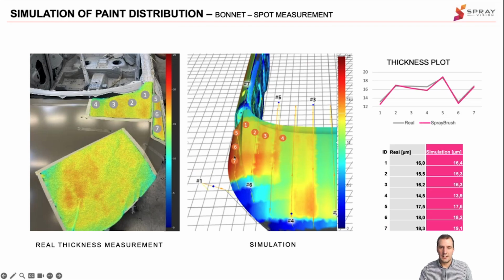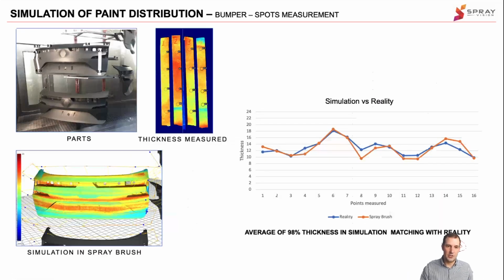Another comparison of the real thickness and simulation, in this case in 7 points. So we measured 7 points on the car body, 7 points in the simulation. You can see that it's fantastically correlating, and again, plus minus 1 micron in deviation.